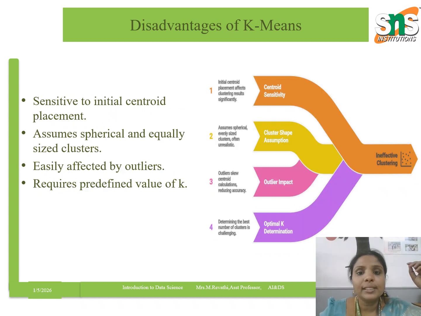Next, we see the disadvantages of K-means. K-means also has some limitations. It is sensitive to initial centroid placement, which may lead to different results. It assumes clusters are circular and similar in size. Outliers can heavily affect the clustering. Also, we must decide the value of K beforehand, which is not always easy. So it is easily affected by outliers and requires a predefined value of K. These are the disadvantages of K-means clustering.